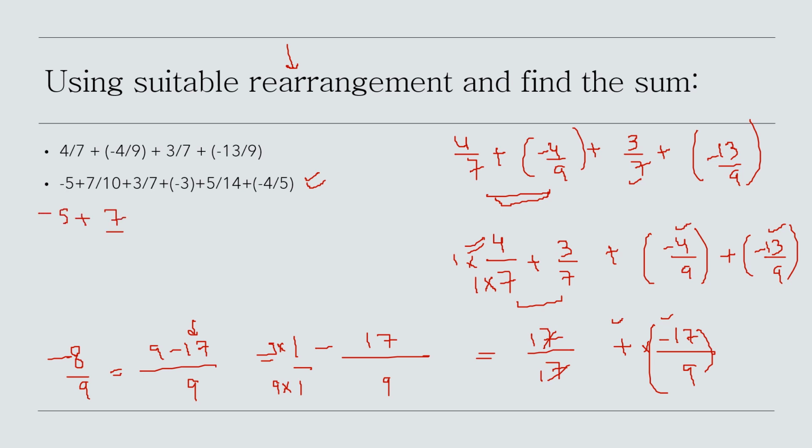Let me rewrite it. 7 by 10, 3 by 7 plus minus 3 plus 5 by 14 plus minus 4 by 5.